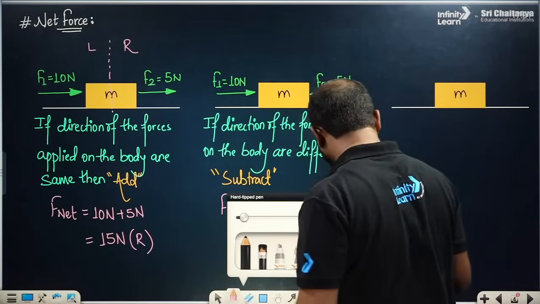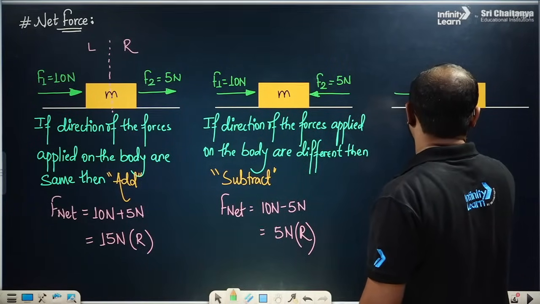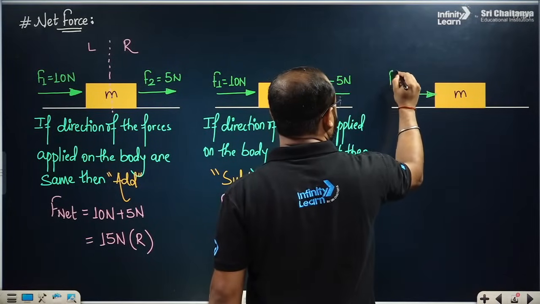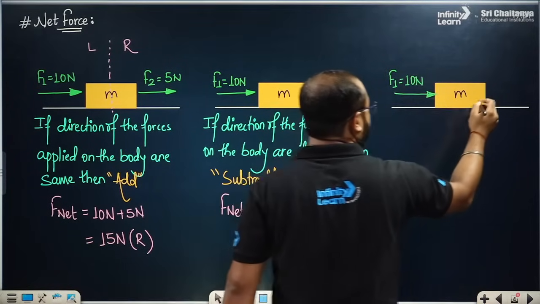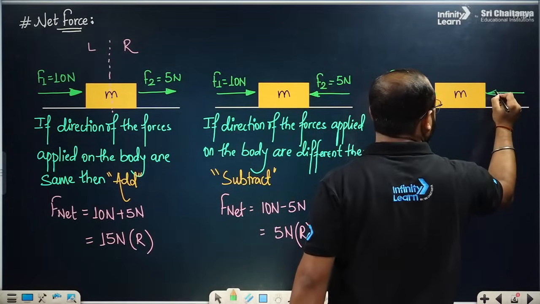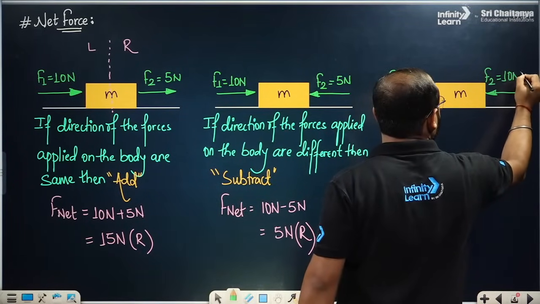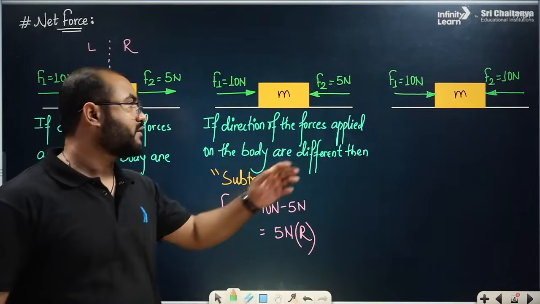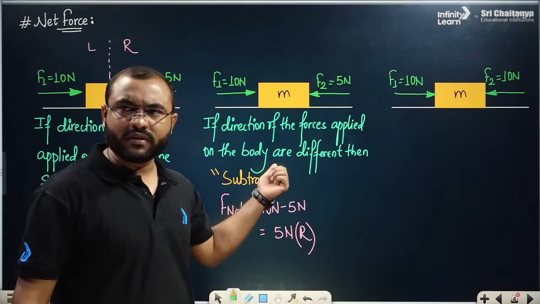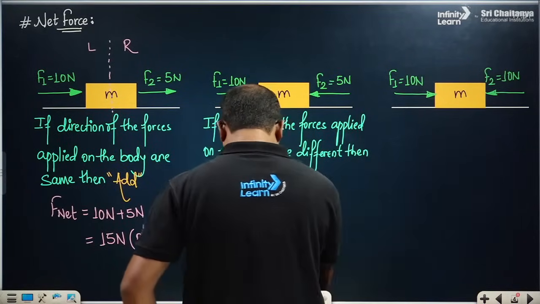Similarly, if you focus on figure number 3, suppose there is a force applied on the body in this particular direction. That is going to be F1, which equals 10 Newton, and F2 again in this direction is going to be 10 Newton again, people. In this case, you can simply say, sir, this is the case of the second one only. Second figure concept.